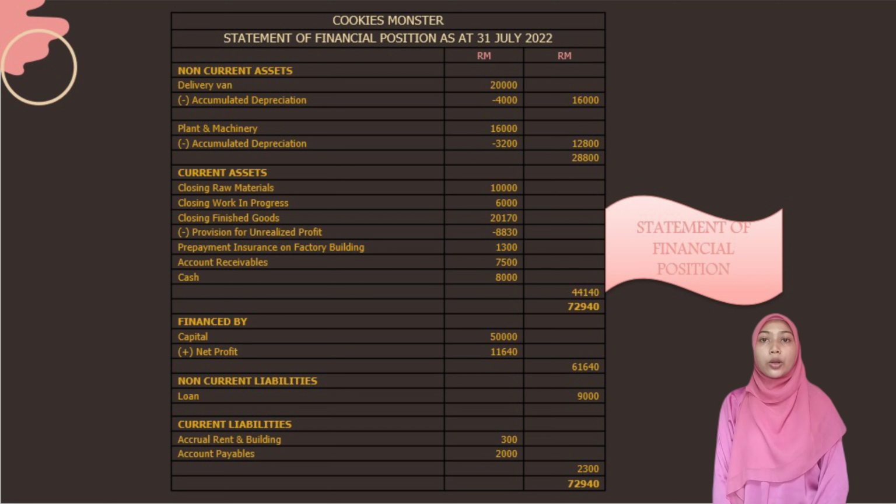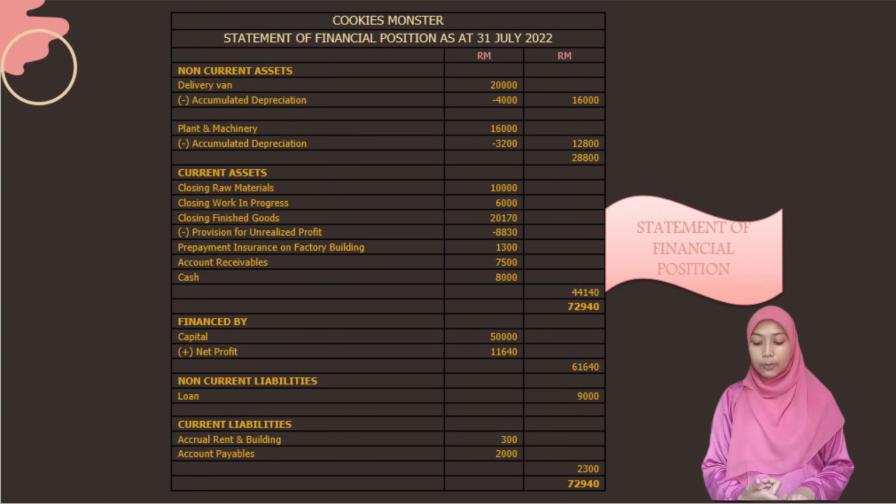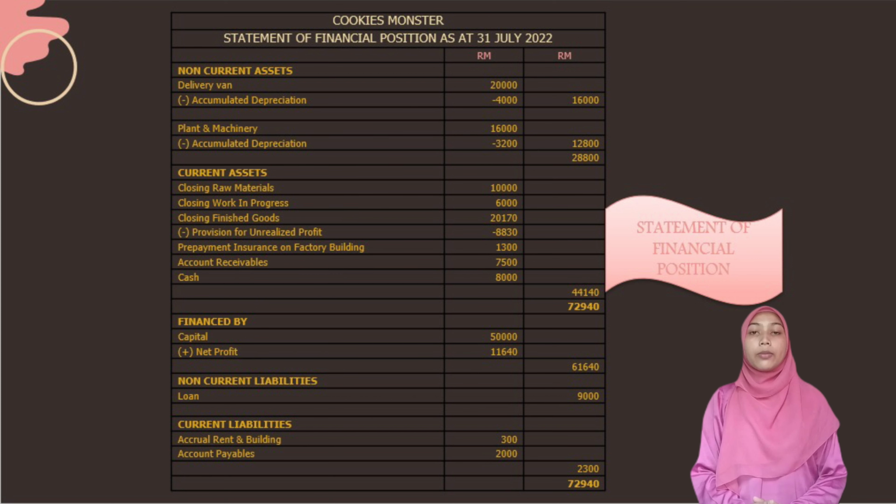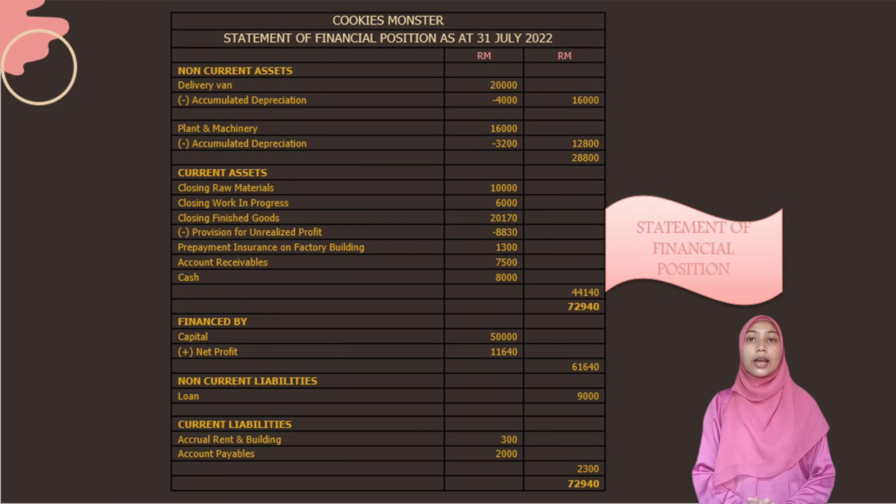The current assets total 44,140 ringgit, including closing raw material, closing work in progress, closing finished goods, minus provision for unrealized profit, plus prepaid insurance on factory building, cash, and also accounts receivable. The total asset that we have is 72,940 ringgit.